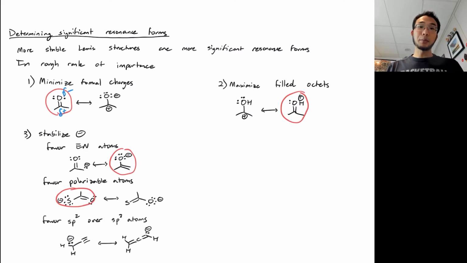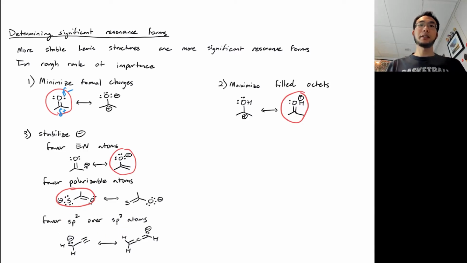And because s orbitals are thought of as being a little bit closer to the nucleus of the atom, we think of them as being a little bit more electronegative. And so whichever hybrid orbitals are more s-like, those are going to be the ones that do a better job of stabilizing negative charge. And that's why we get this trend right here.